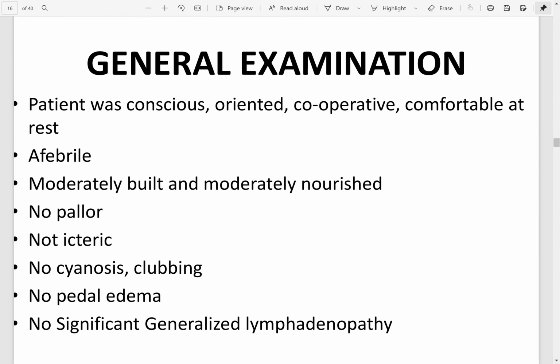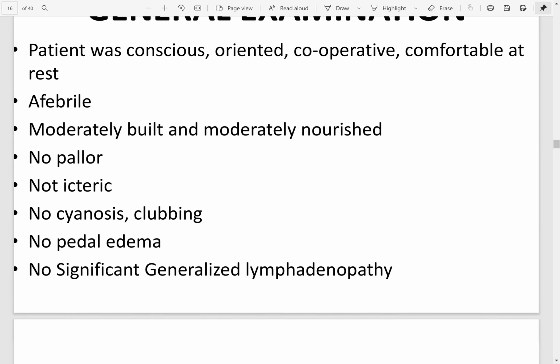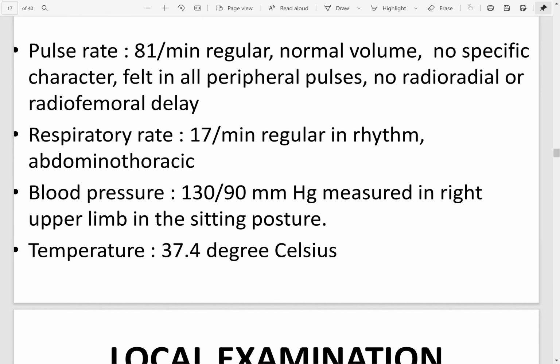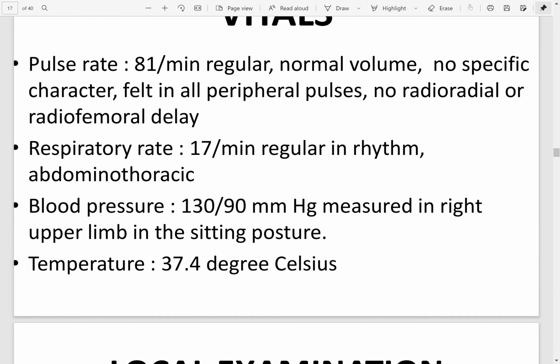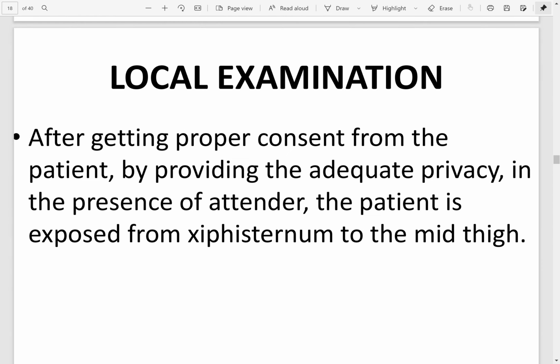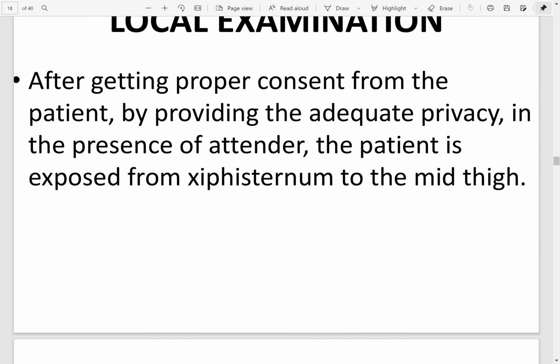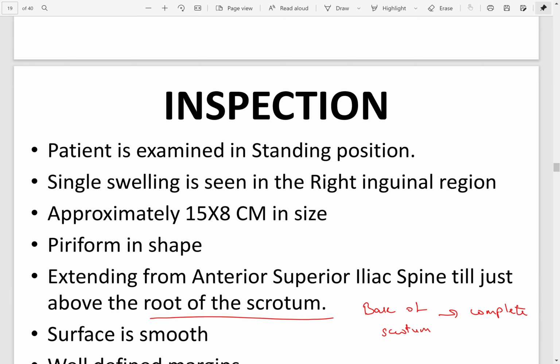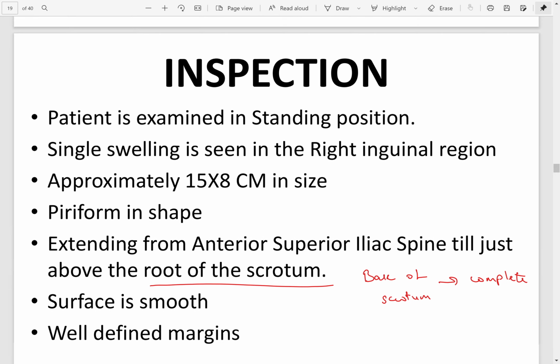So we'll go for the general examination, nothing very specific in this. Again, vitals, before we proceed to any local examination, we have to check all of this. So before local examination, we should get proper consent and give the patient adequate privacy, because we will be exposing his private parts. So we have to expose from the symphysis pubis to the mid-thigh. And so on local examination, this will be fine.